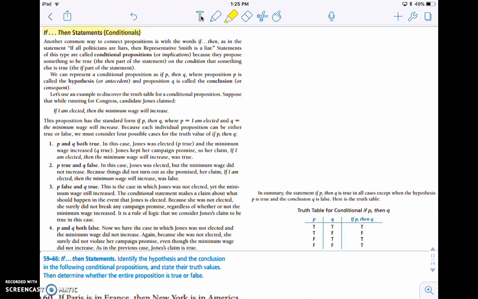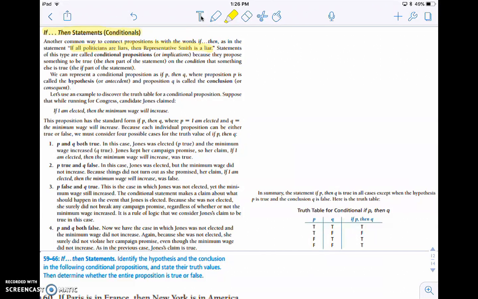And when we look at our if-then statements, here's a unique one we could throw out. That's not unique, but if all politicians are liars, then Representative Smith is a liar. So again, we have two propositions. All politicians are liars. Representative Smith is a liar. So we have P, then Q. Again, the truth of P and the truth of Q, that's dependent upon our situation.